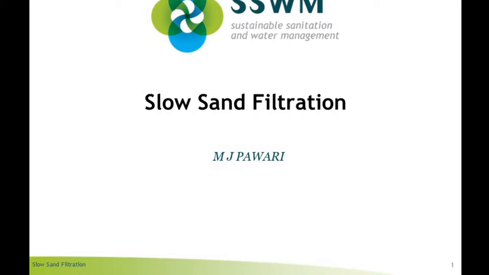Okay, we also discussed the types of filter. The first one is the slow sand filter. As the name indicates, the rate of filtration of that filter is slow, so it is called a slow sand filter. The second type is the rapid sand filter, where the filtration process is fast, so the rate of filtration is much higher compared to the slow sand filter.